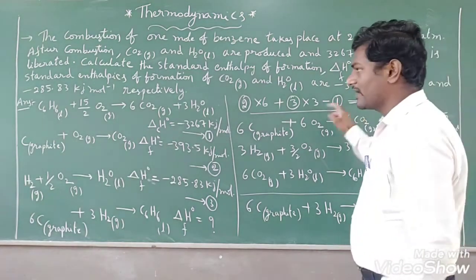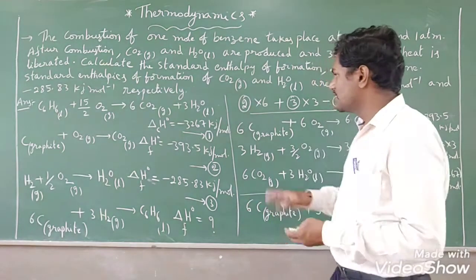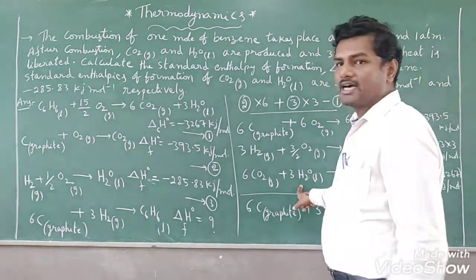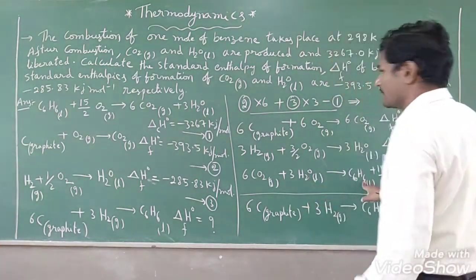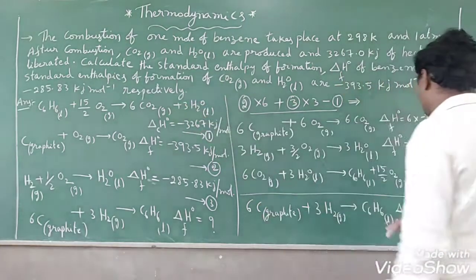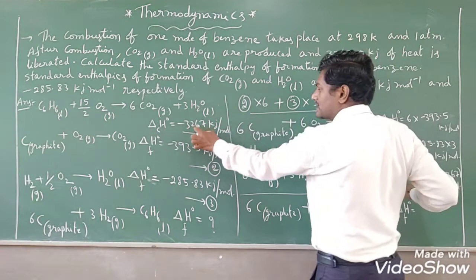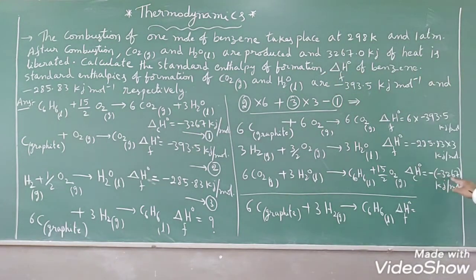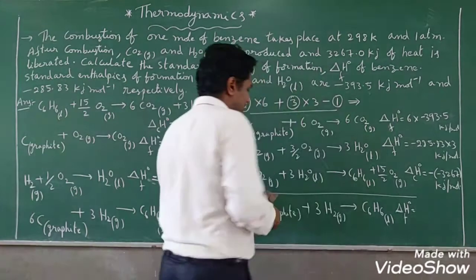Next, minus 1 means reactants become products, products become reactants. What are the products here? 6CO2, 3H2O. You should write them as reactants here. 6CO2 plus 3H2O gives rise to C6H6 plus 15 by 2 O2. And enthalpy of combustion they have given as minus 3267 kilojoule. So minus 1, so minus of minus this value you have to take. Or else you can write directly plus also. Okay, students, I hope everybody understood till here.